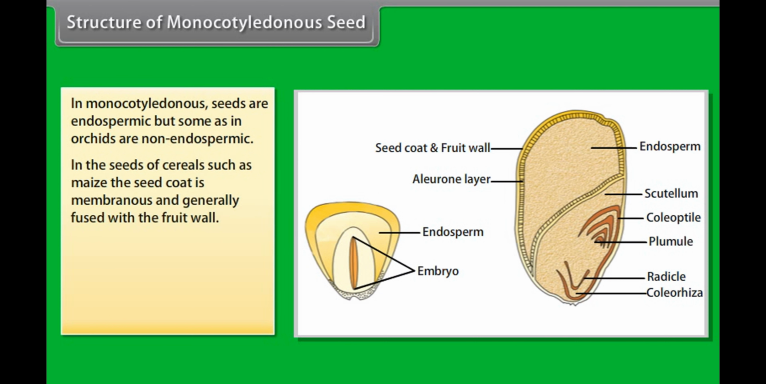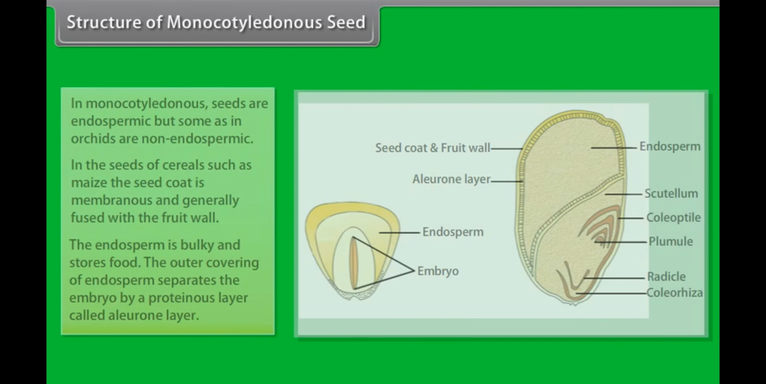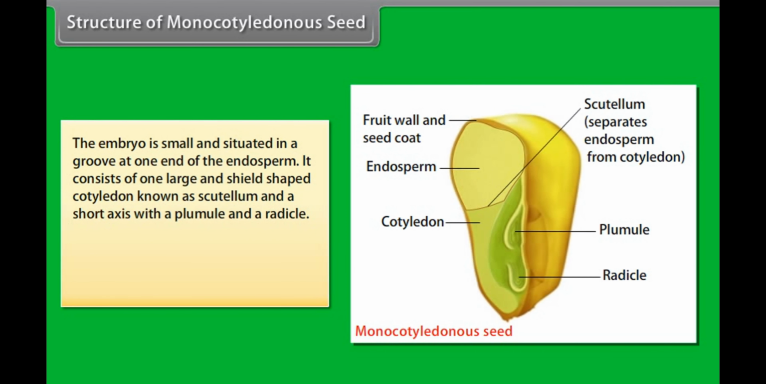In the seeds of cereals such as maize, the seed coat is membranous and generally fused with the fruit wall. The endosperm is bulky and stores food. The outer covering of endosperm separates the embryo by a proteinous layer called aleurone layer. The embryo is small and situated in a groove at one end of the endosperm.